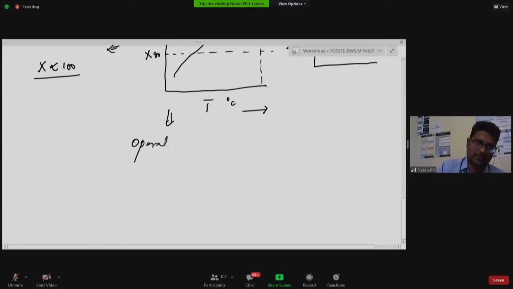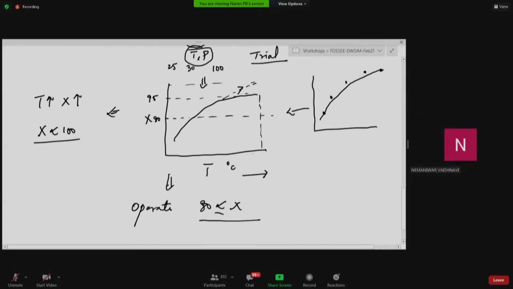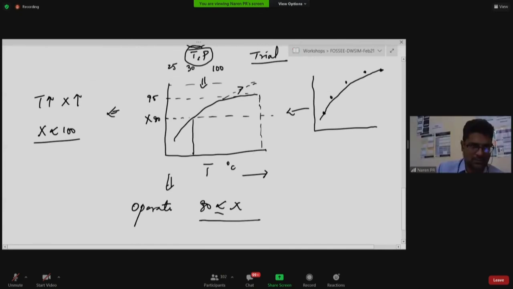But with this information, suppose I now fine tune your question: if I need my reactor to operate such that my conversion is at least 80 and above. Okay, so it is at least 80 and above. Can you get me the temperature? Yes, sir. Simple.